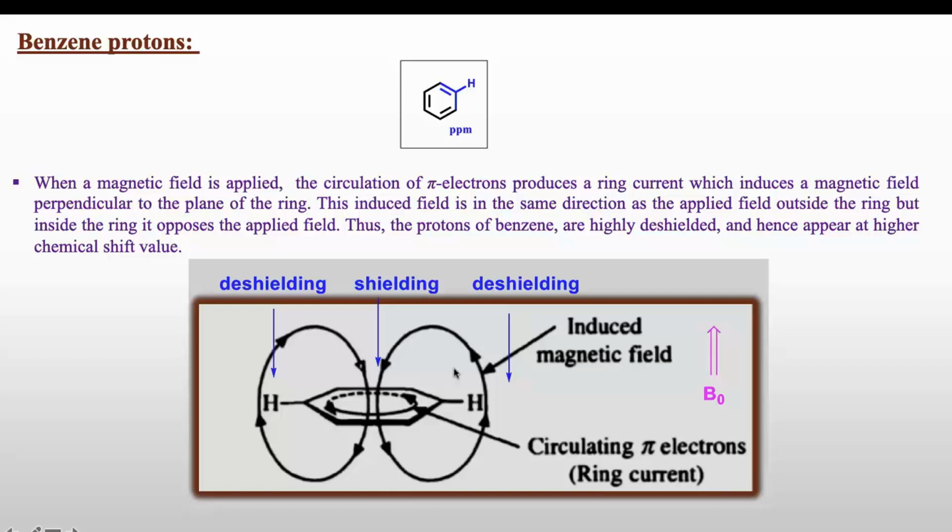So protons outside the ring will appear at higher chemical shift value, while protons inside the ring will appear at lower chemical shift value. Basically, this is the magnetic field induced by the pi electrons, which plays the role of making benzene protons deshielded.